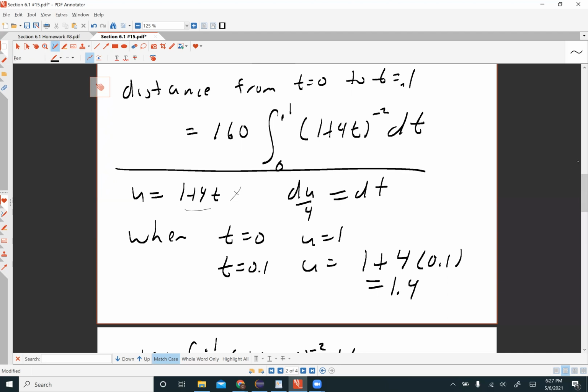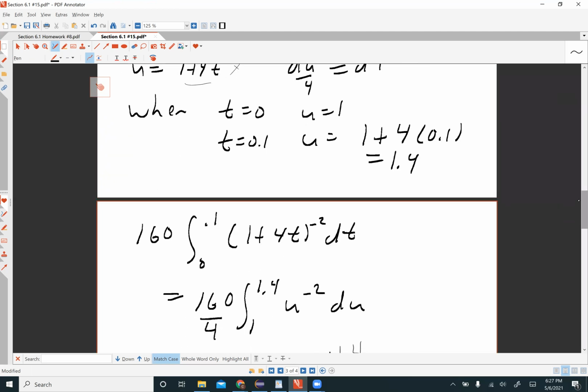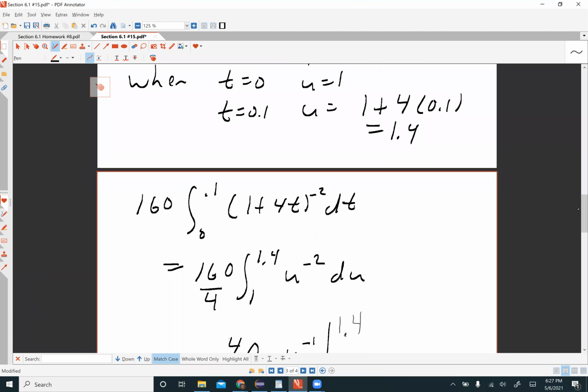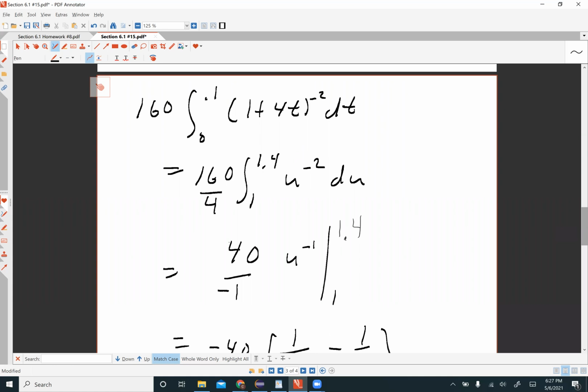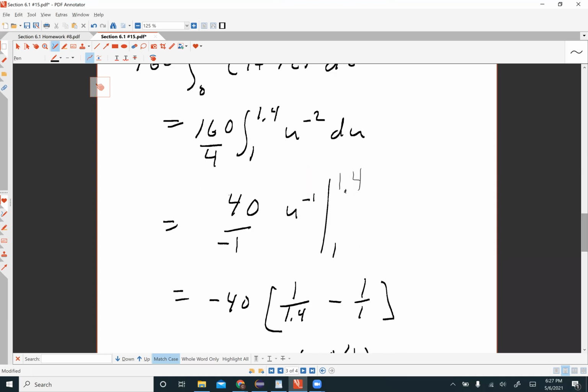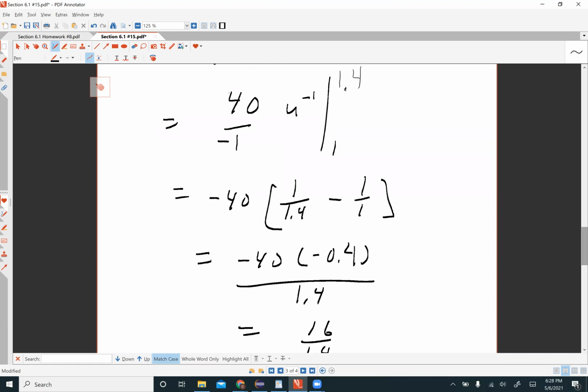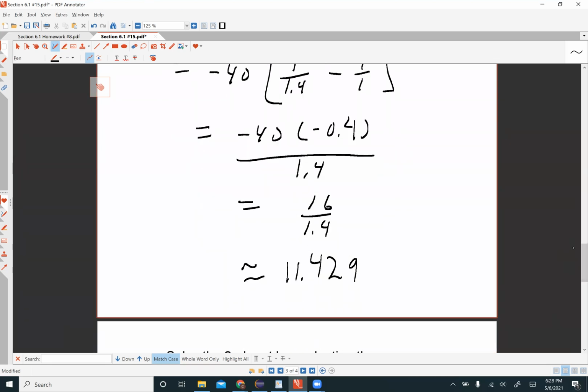So this definite integral, 160 from 0 to 0.1 over 1 plus 4t squared, becomes the integral where we replace dt with du over 4. So it becomes 160 over 4 from 1 to 1.4, 1 over u squared du. And we just add 1 to the exponent and divide by negative 1. So we evaluate the definite integral 40 over negative 1 times 1 over u from 1 to 1.4. Again, we just evaluate the endpoints. So we get negative 40 times the expression 1 over 1.4 minus 1. And that just turns out to be negative 40 times negative 0.4 over 1.4, which is 16 over 1.4. So that's approximately 11.429 miles.